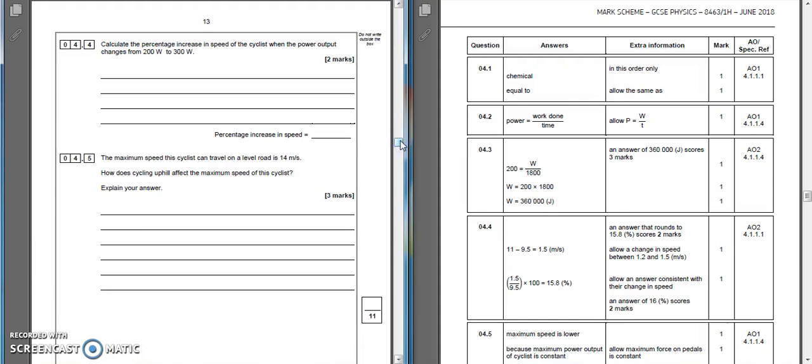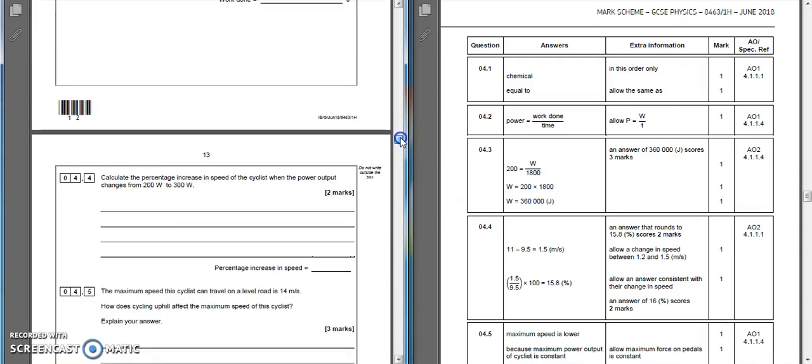For question 4.4, calculate the percentage increase in speed of the cyclist when we're going from 200 watts to 300 watts. So we need the graph for this one.